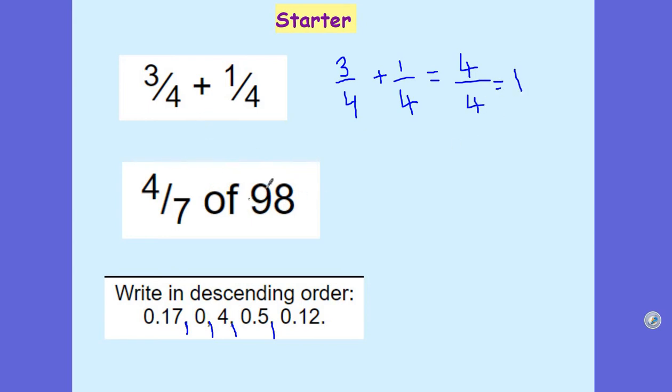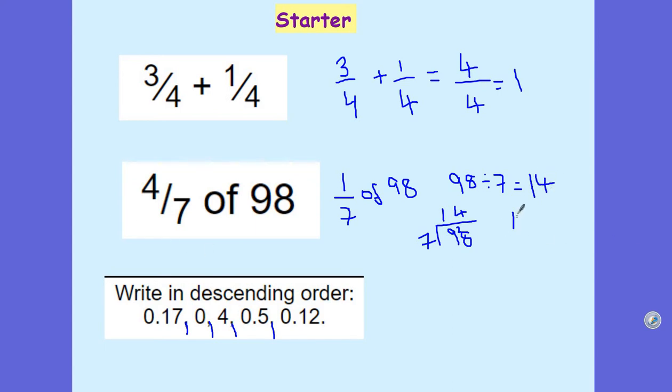4/7 of 98 was pretty tricky. To work out 1/7 of 98, we should hopefully all be confident enough now to know that's just 98 divided by 7. And 98 divided by 7, you could do a quick bus stop. Why not? 7s into 9 go 1, remainder 2. 7s into 28 go 4. So I've got 14. So that's 1/7, but I want 4/7.